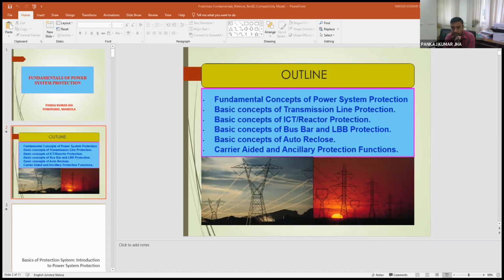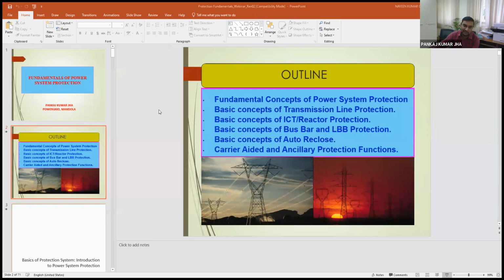So we are going to discuss those scenarios in which there are chances of fault either on the transmission line, on transformers, on reactors, or at the bus bar levels. And finally, how to isolate those faults. All these things will be discussed in today's session.